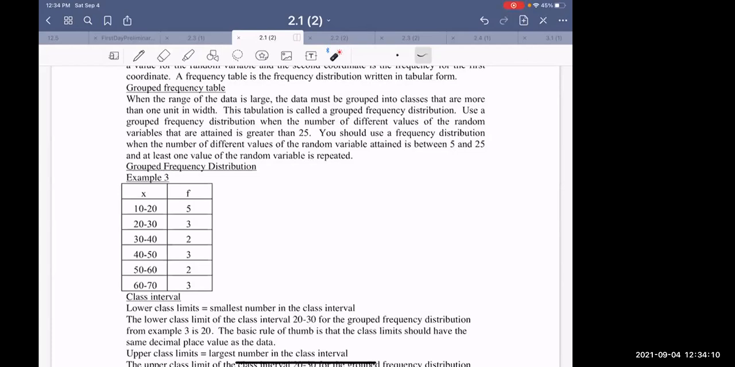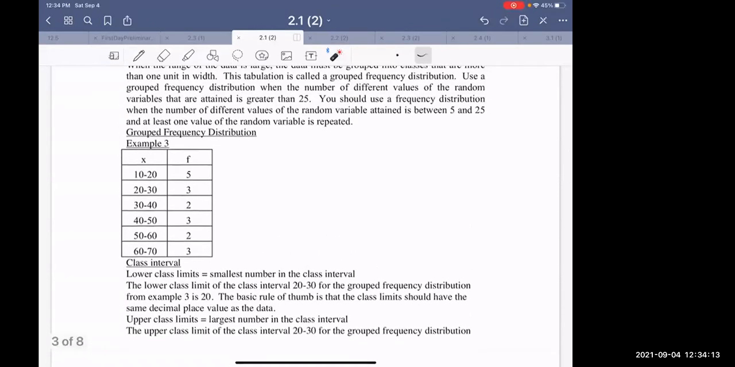So this is an example of a group frequency distribution. I have here F, your frequency, X for the class interval. So there are 5 numbers between 10 and 20, 3 numbers between 20 and 30, 2 between 30 and 40, 3 between 40 and 50, 2 between 50 and 60, 3 between 60 and 70.